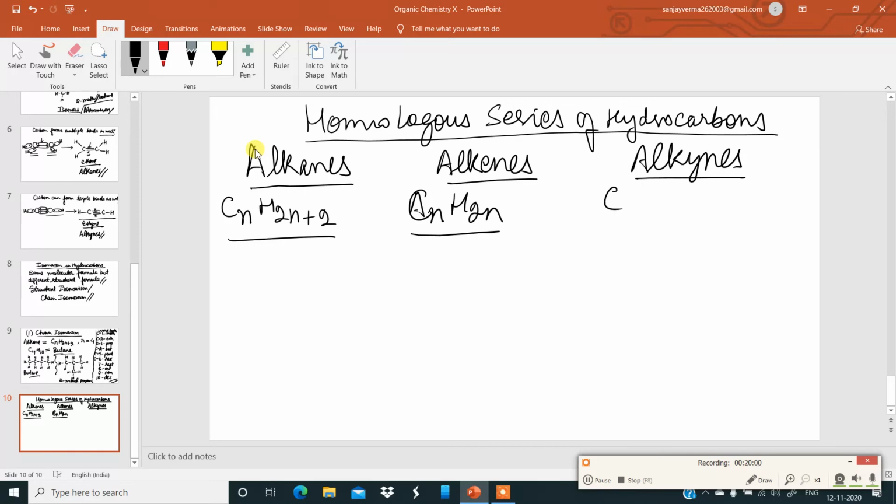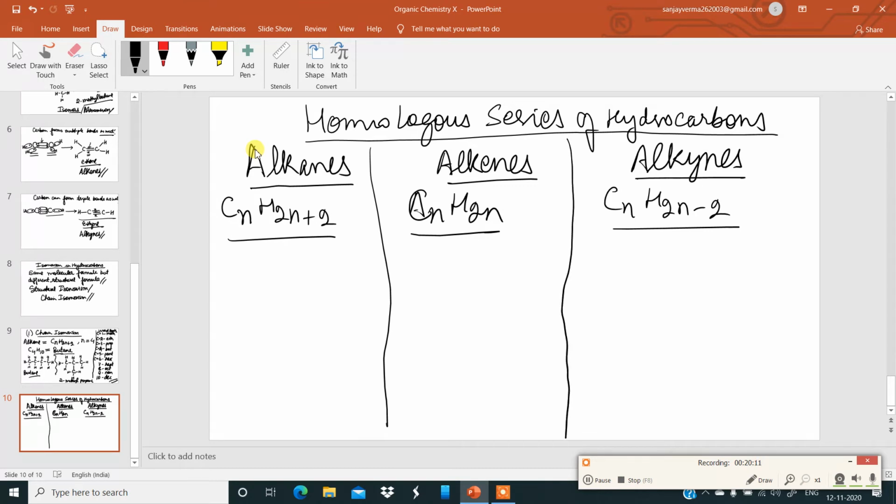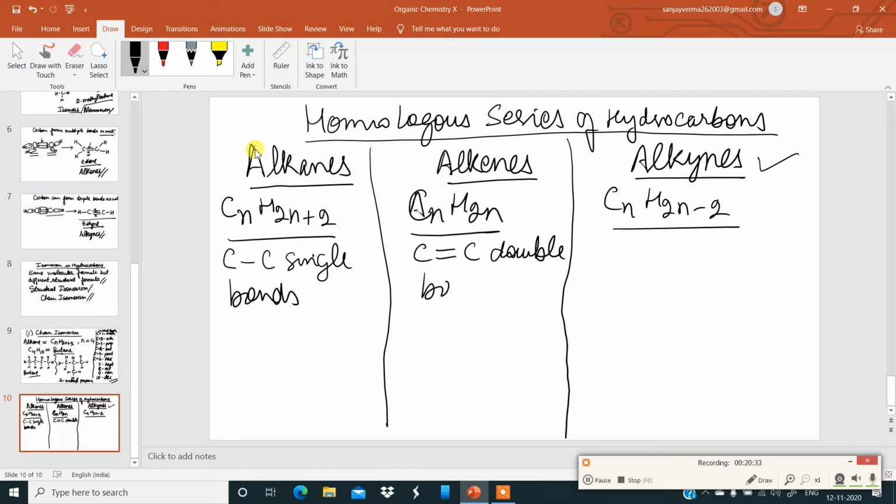Alkynes have a general formula CnH2n-2. Alkenes are the second homologous series of the hydrocarbons, and alkynes are the third homologous series of hydrocarbons. Alkanes have all carbon single bonds. Alkenes have at least one carbon double bond. Alkynes have at least one carbon triple bond.